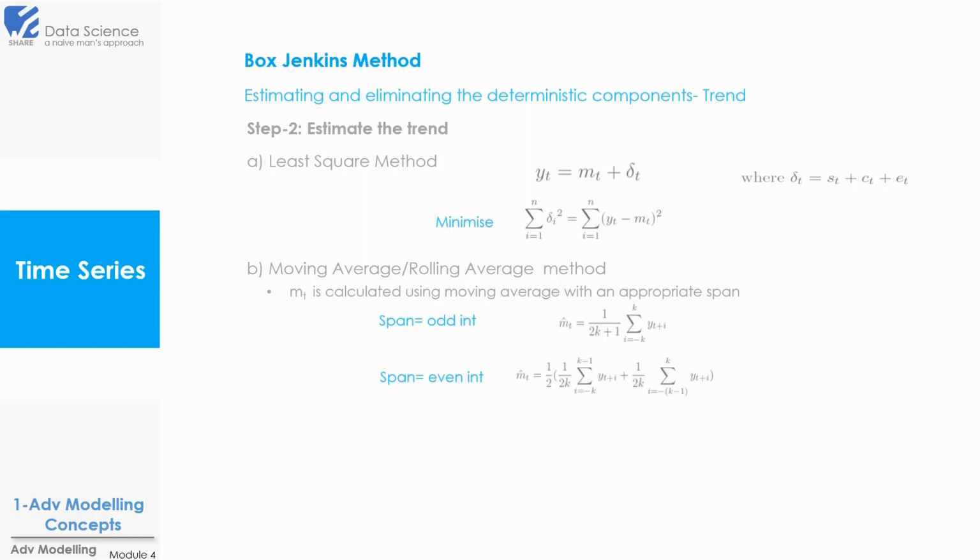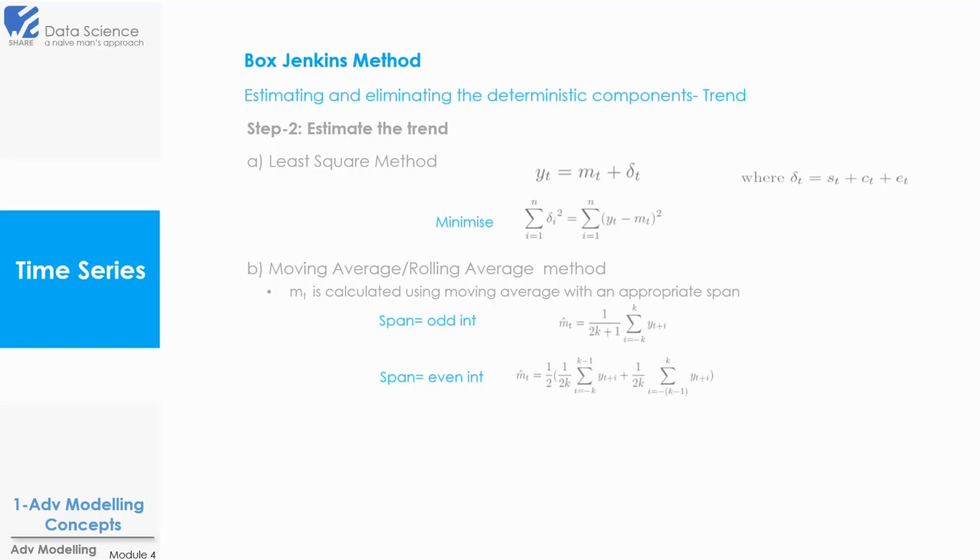To calculate the moving averages, there are different formulas based on your span. If it is an odd span, then you use the first formula. And if it is an even span, then you use the second formula. Now obviously you don't have to remember all these formulas. Just have a look at them and move on.